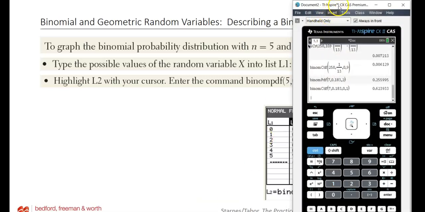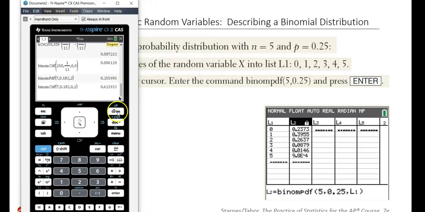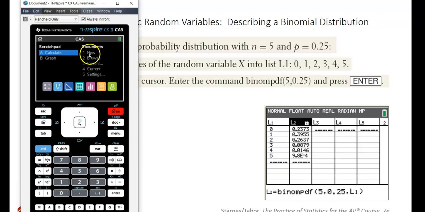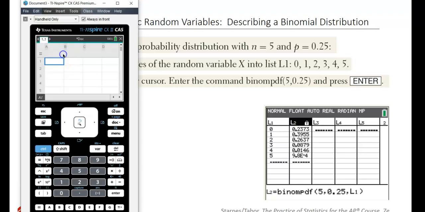Okay, so let's get our calculator out. I'm just going to start with a new document. It's probably a good idea to do every once in a while. Hit the home key, number 1, don't save changes. So we're going to add a list in spreadsheet. So let's call this first list n values. Because n is 5, it could be 0, 1, 2, 3, 4, and 5.